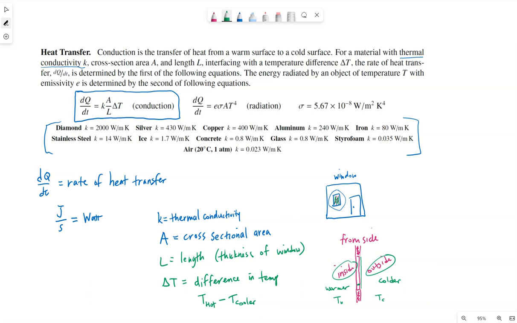So smaller numbers: concrete, 0.8. That's not going to allow heat to transfer super easily. Glass, 0.8 as well. Styrofoam, 0.035. So even smaller, meaning styrofoam will not allow energy to exchange as easily as, say, something like copper. Copper is a very common material for pans, saucepans, that sort of thing.